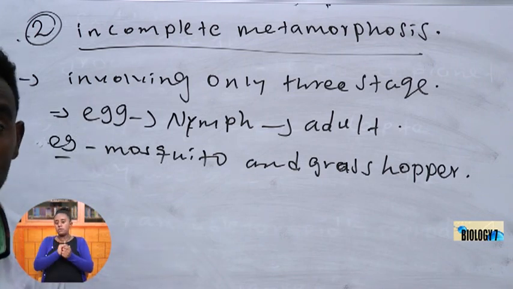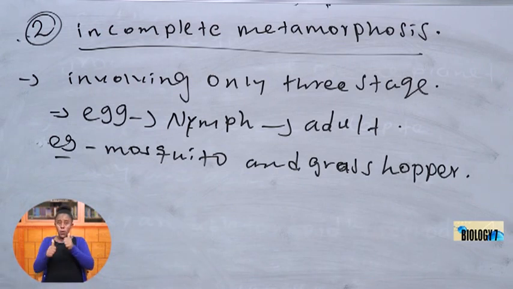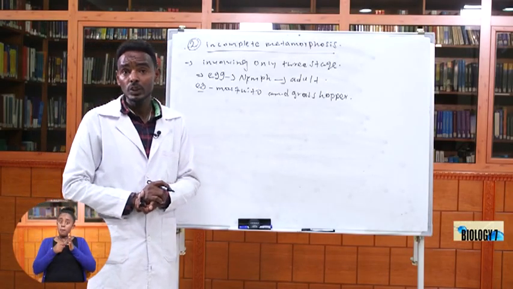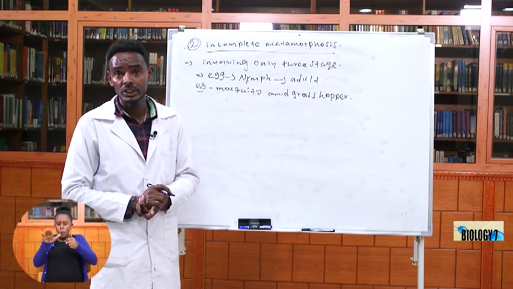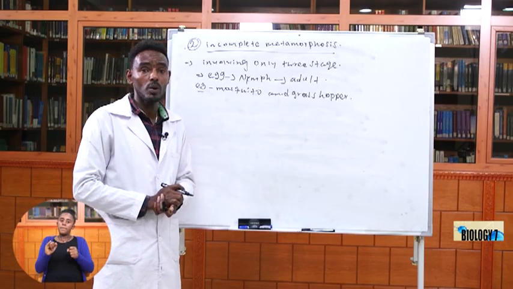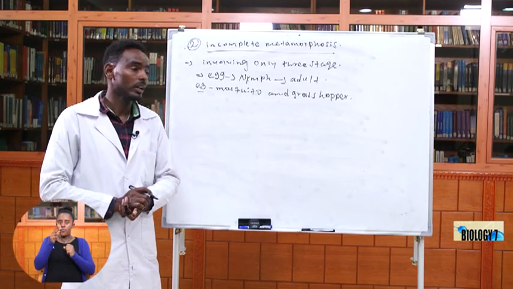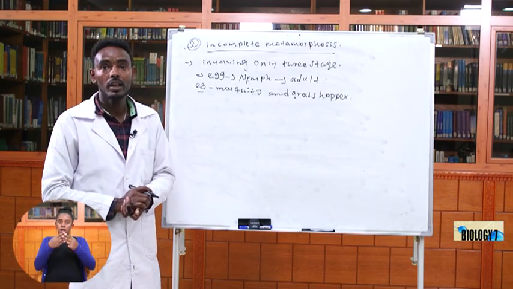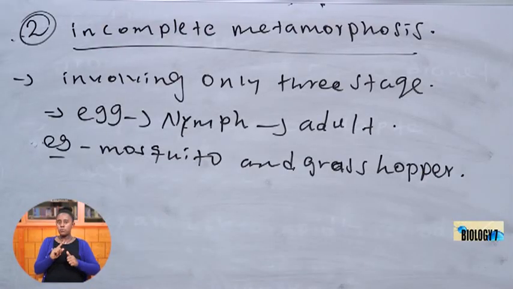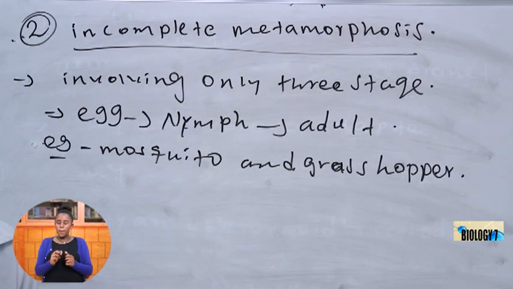Complete metamorphosis is a type of metamorphosis which involves four stages: egg, larva, pupa, and adult. For example, insects which follow complete metamorphosis are honeybee and housefly. And also we saw incomplete metamorphosis. Incomplete metamorphosis is a change of form in insects involving only three stages: egg, nymph, and adult. Example insects which follow incomplete metamorphosis are mosquito and grasshopper.